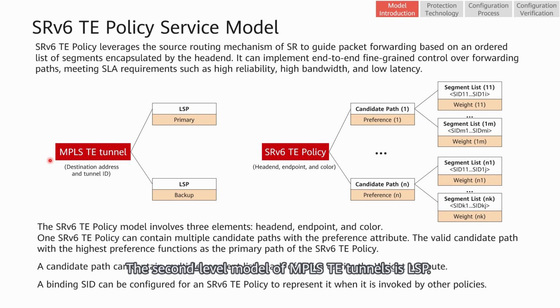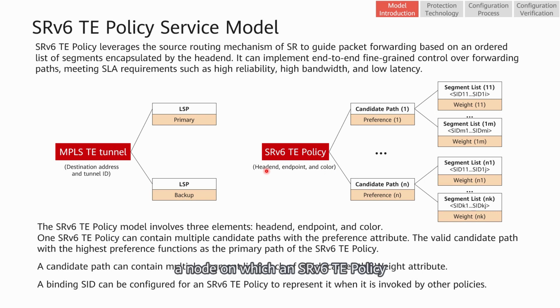The second level model of MPLS TE tunnels is LSP. The primary and backup LSPs work in backup mode but cannot implement load balancing. In contrast, SRv6 TE policy is a three-level model involving three elements: head-end, endpoint, and color. The head-end element is implicit.